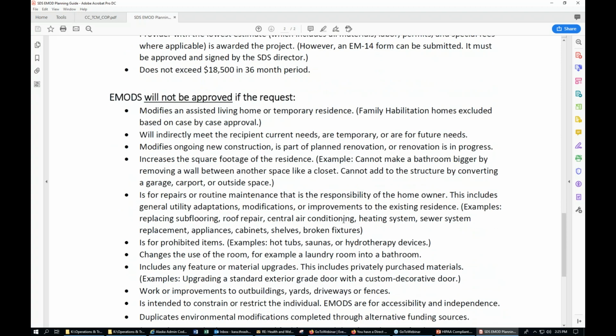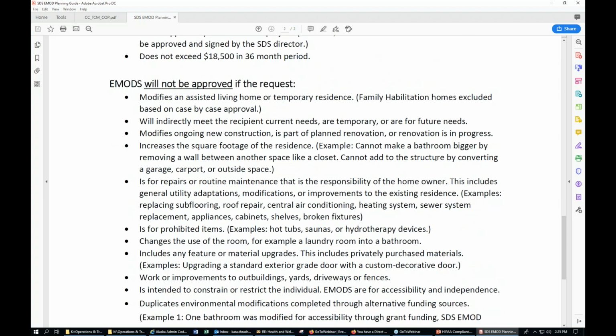And so here are the factors that will not be approved if the request contains them. If it modifies an assisted living home, group home, residential supported living home, those are not eligible to receive EMODs. Family habilitation homes are. Again, they need to be approved on a case-by-case basis. Also, it is not for a temporary residence, so definitely ask your person if they're going to move within 3 years, because we're not going to take out the EMOD and have it follow with them. If it only indirectly meets their needs or are temporary or for future needs.